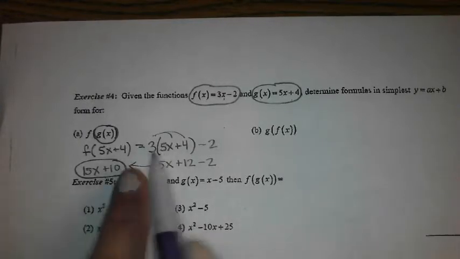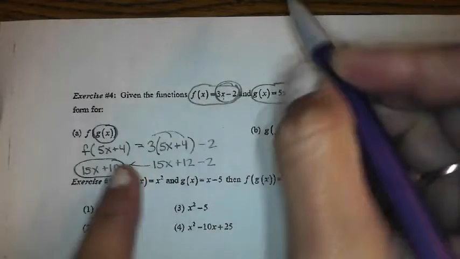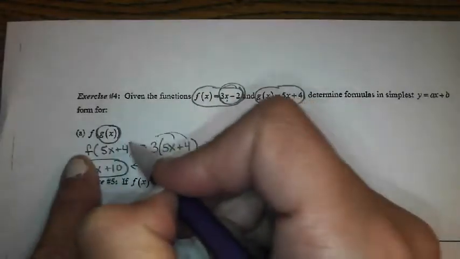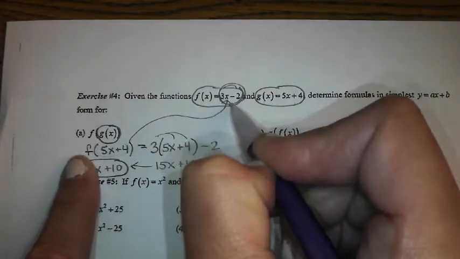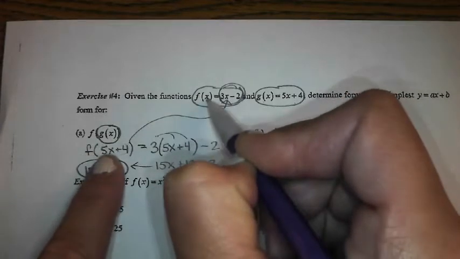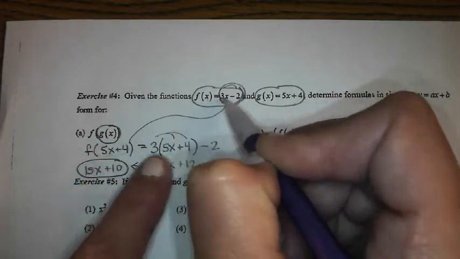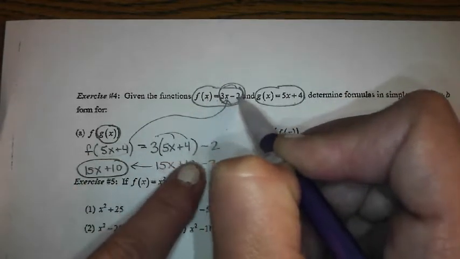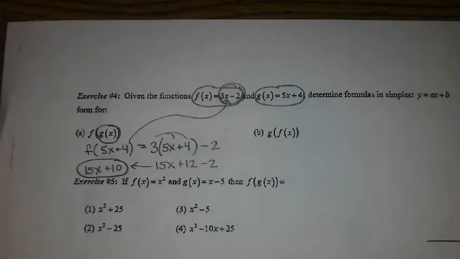This one here. I took this right here because I was plugging 5x plus 4 into that. It was f of 5x plus 4, so that had to equal 3 times 5x plus 4 minus 2. Do you see that now? Good question. Okay?